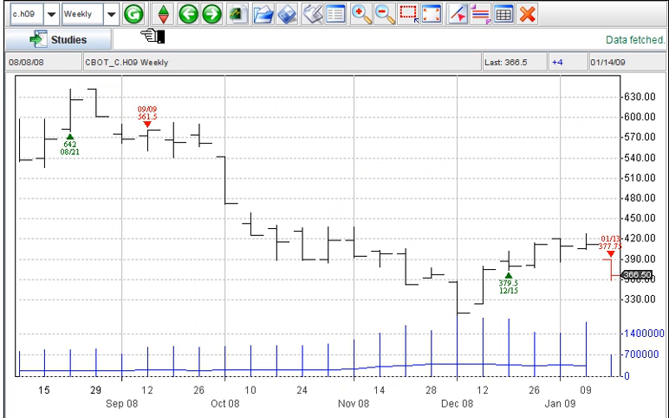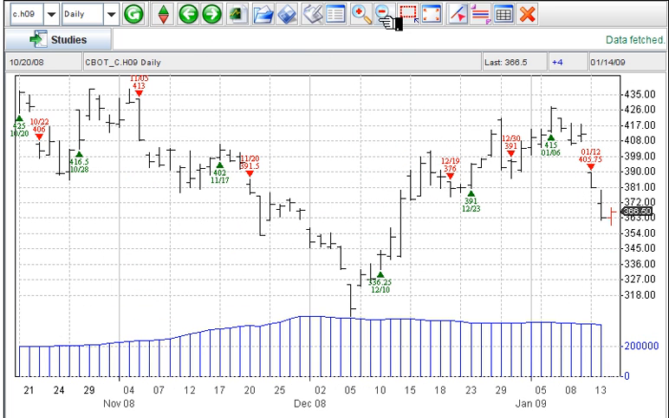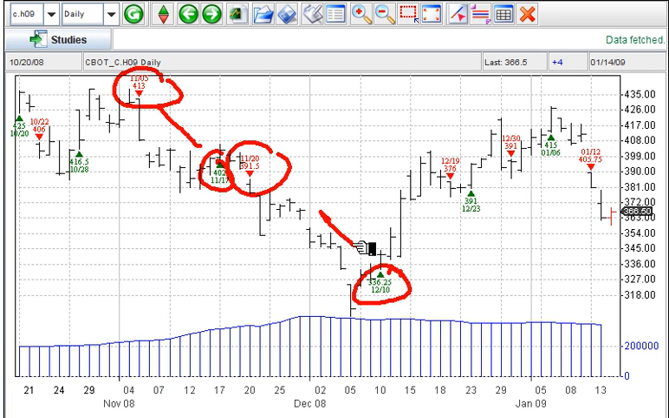Take this off the screen. I'm going to go up here to our very simple thing, choose daily, and I'm going to scope this out a little bit. And I'm going to show you some of the signals that we had. You can obviously see a nice signal here on the 5th of November. 413 be short, 402 be a buyer. Then again 1120 be short 391, out at 336, another great profit.